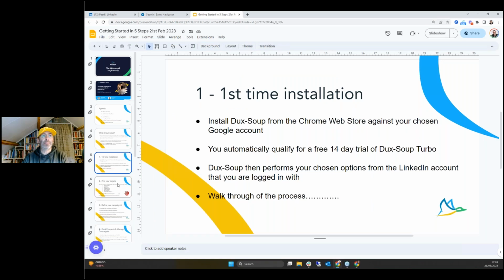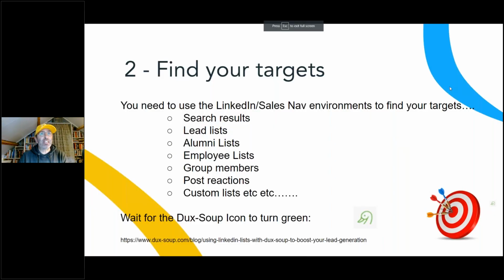Let's go back here. Our next item on our checklist is how do we find our targets? We've got Dux Soup there, it's all ready, and now we want to find our targets. There's a whole multitude of places we can go to in LinkedIn to create our list of targets. We can go to a search result, a lead list in Sales Navigator, or a project list in Recruiter. You can see some of the examples here, and if you head to our blog pages and look up lists, you'll find that blog referenced at the bottom of the page. Basically, any list of prospects where the Dux Soup icon turns green, we can run our chosen Dux Soup automated actions against.